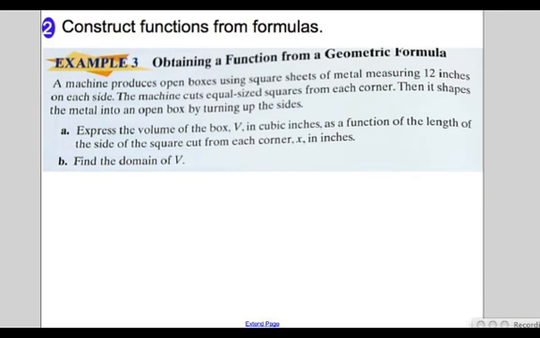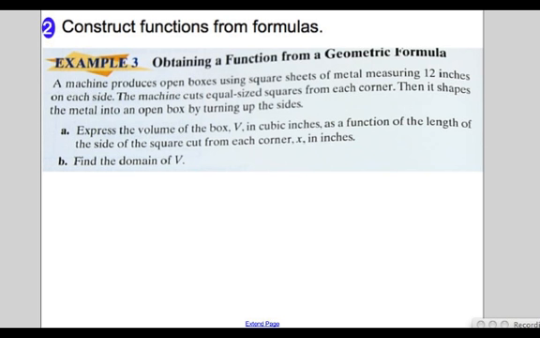Let's go ahead and look at another example. This is going to refer to some formulas. So it looks like a machine is going to produce a box, and it's going to cut equal size squares out of each corner and then shape the box by turning up the sides. And we want to represent the volume of the box.